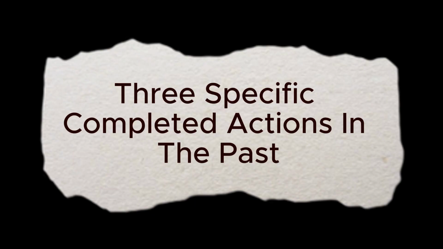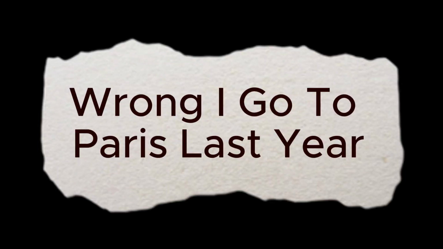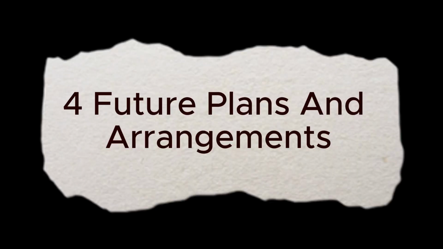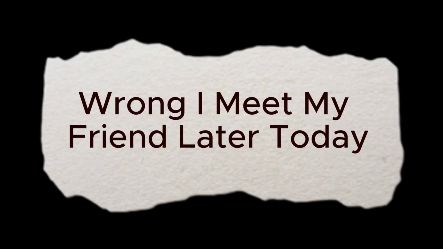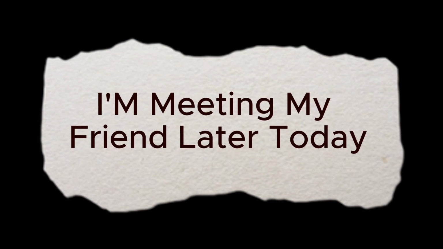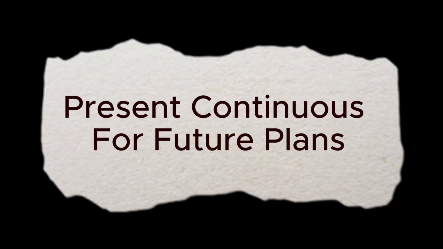3. Specific completed actions in the past. Wrong, I go to Paris last year. Right, I went to Paris last year. Simple past. 4. Future plans and arrangements. Wrong, I meet my friend later today. Unless it's a schedule. Better, I'm meeting my friend later today. Present continuous for future plans.